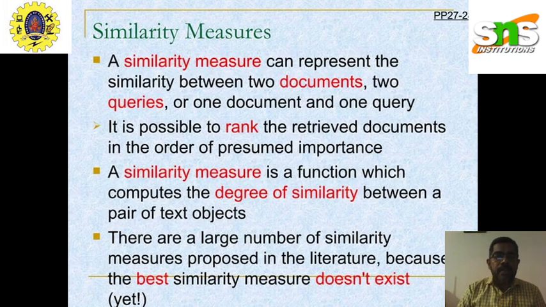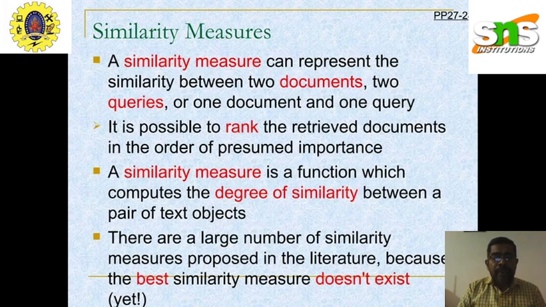In data mining, we are talking about similarity measurements. It has to be done between two documents or two queries, or one document and one query. In every retrieval we have to rank the outcome of the retrieved documents. The similarity measurement is a kind of function, and we have to compute the degree of similarity between a pair of text objects.